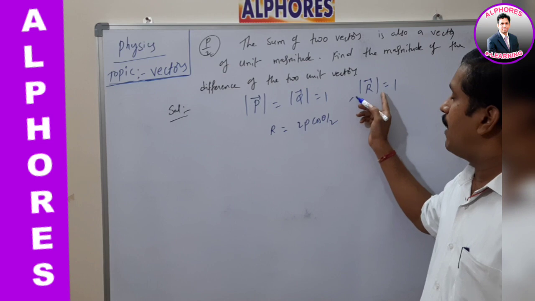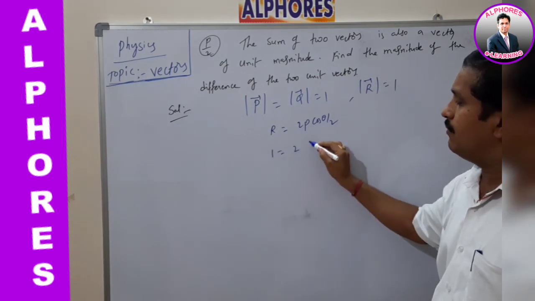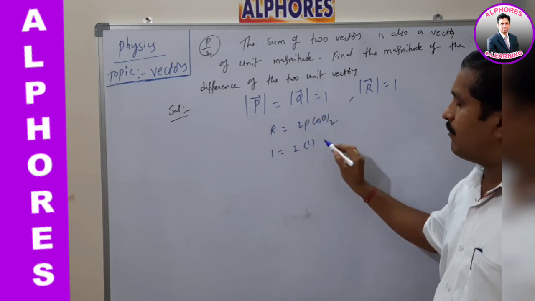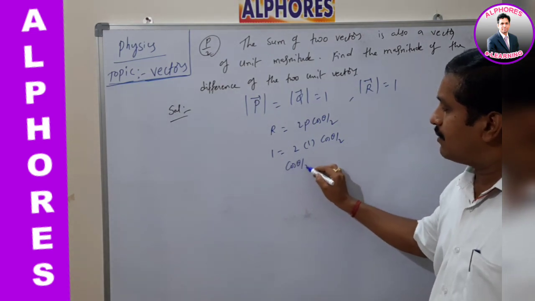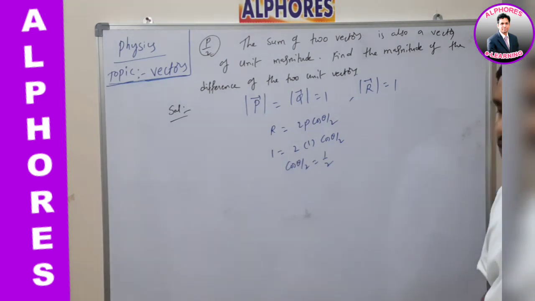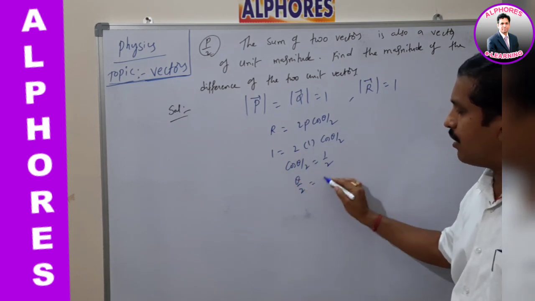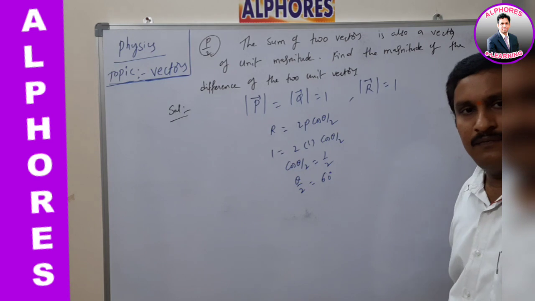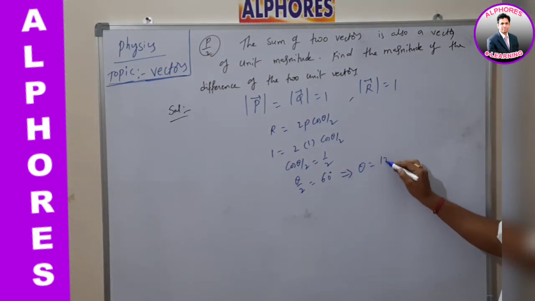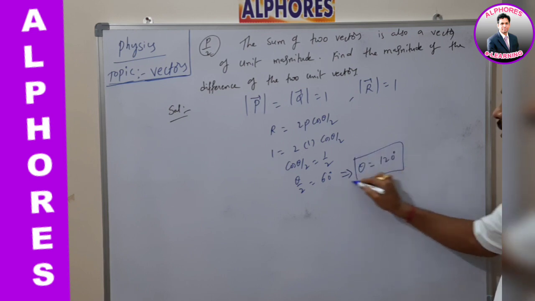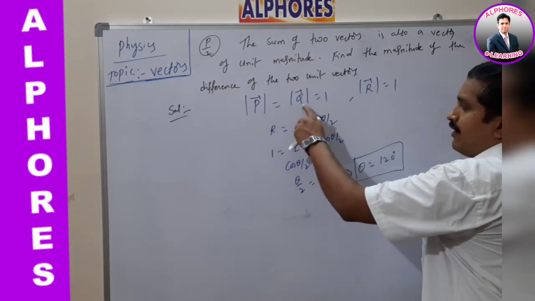What is the value of R here? The magnitude of R is already given as 1. So 1 is equal to 2 into the magnitude of either vector, which is 1, into cos of theta by 2. That means cos of theta by 2 is equal to 1 by 2. If cos is 1 by 2, then theta by 2 is equal to 60 degrees. Is it correct or not? That implies the value of theta, the angle between the two vectors, is 120 degrees. Right? So this is the angle between the two vectors having unit magnitude.